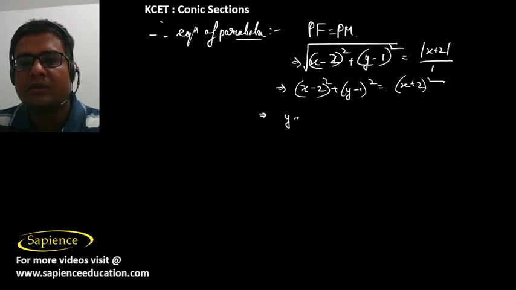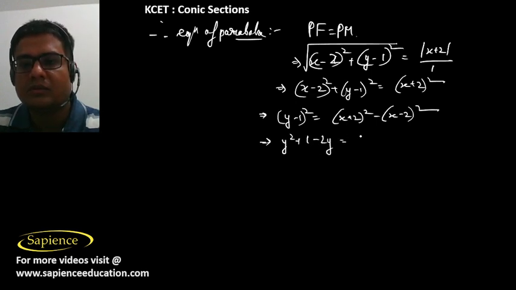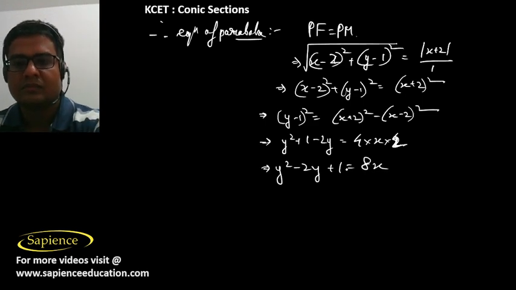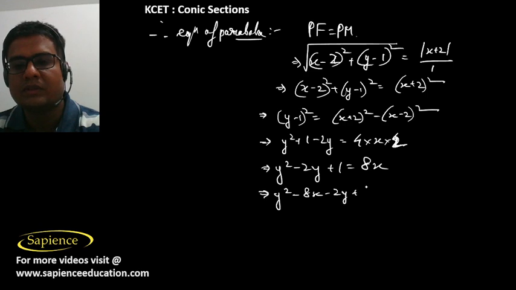So this will be (y minus 1) whole square, that is equal to (x plus 2) whole square minus (x minus 2) whole square. So that will be y square plus 1 minus 2y, that is equal to 4ab, so 4 into x into 2, since (a plus b) whole square minus (a minus b) whole square is 4ab. So therefore we will get y square minus 2y plus 1 equal to 8x. So therefore we can say that y square minus 8x minus 2y plus 1 is equal to 0.